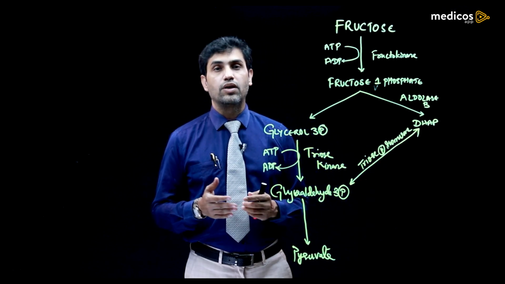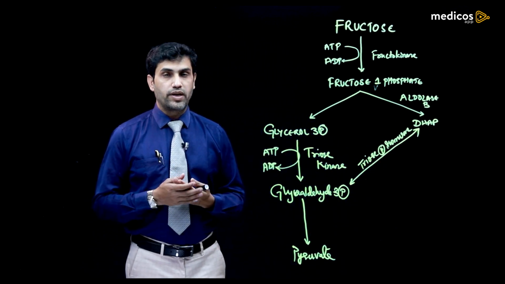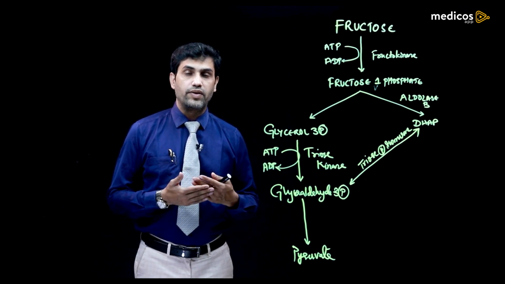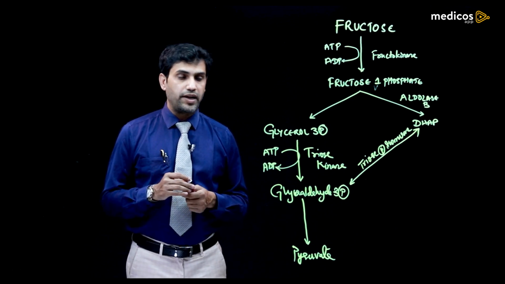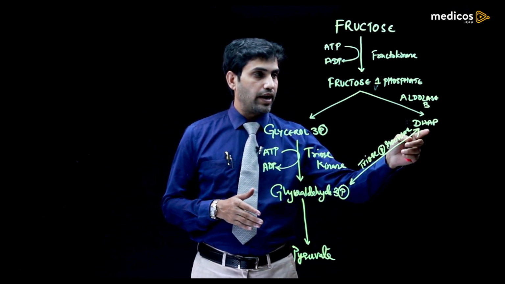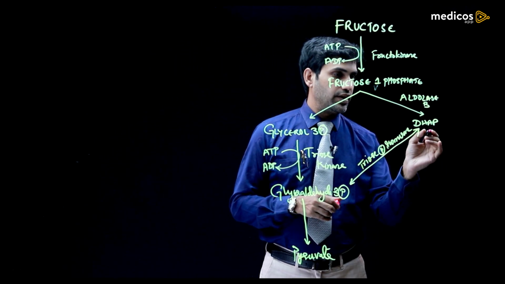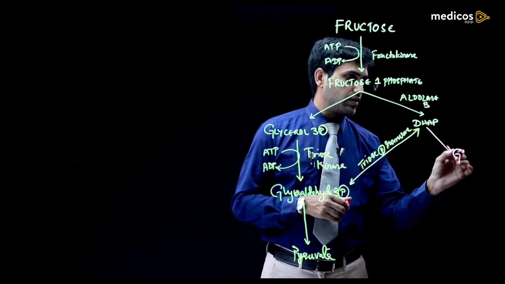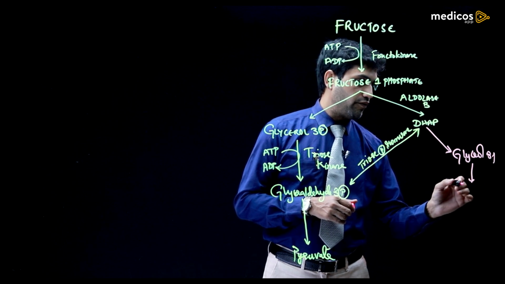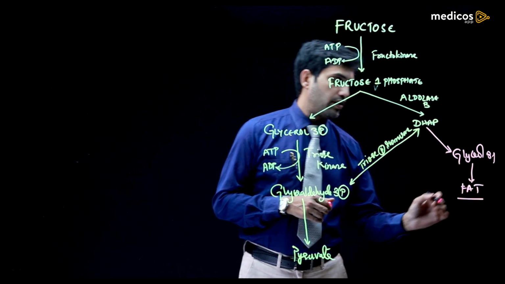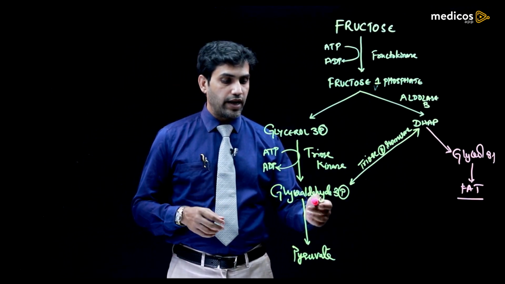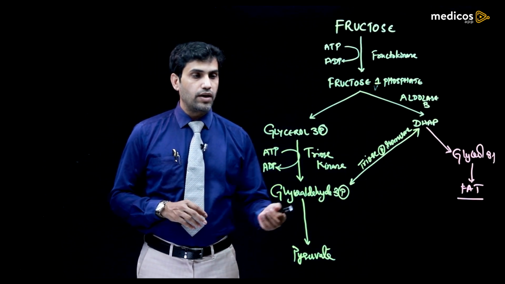Dihydroxyacetone phosphate and glyceraldehyde 3-phosphate are aldo-keto isomers, and they get interconverted very fast based on the amount of ATP present inside the body. If more ATP is there, then dihydroxyacetone phosphate, as we saw yesterday, will form glycerol 3-phosphate, and this glycerol 3-phosphate will go and form fat. If ATP is less, then glyceraldehyde 3-phosphate will go and form pyruvate.